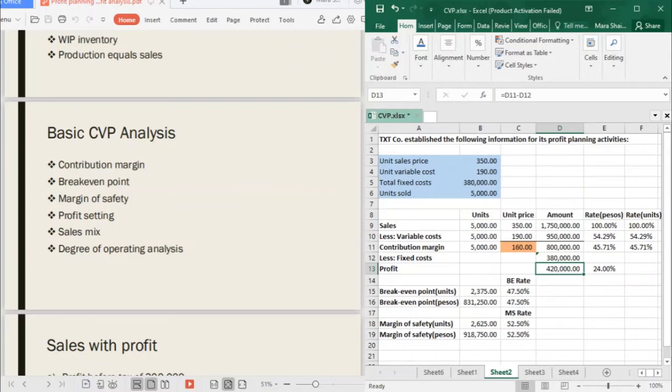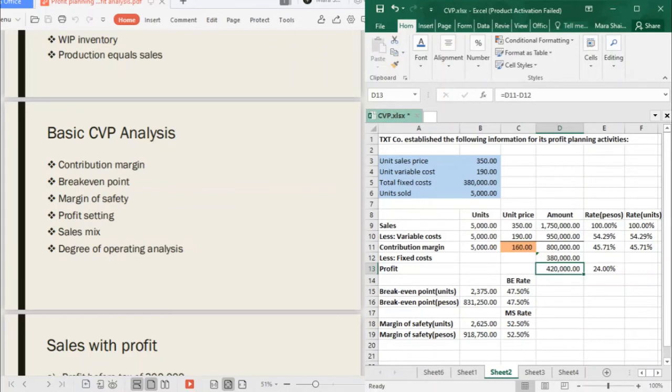Now, break-even point can be expressed in either units or pesos. So, for your profit to be zero, it is best to assume na to get a profit of zero, your contribution margin should be equal to your fixed cost. Diba? Para ma-zero ang imuhang profit. So, muna siyang imuhang hinumduman. Contribution margin should equal your fixed cost para ma-break even ka.